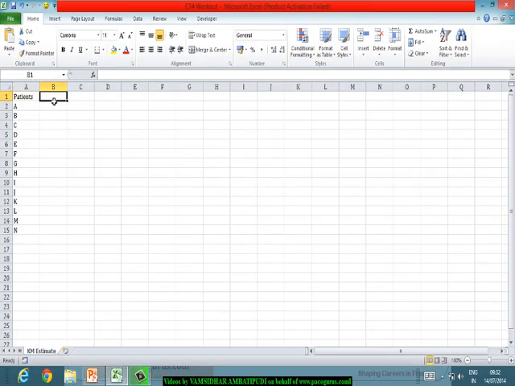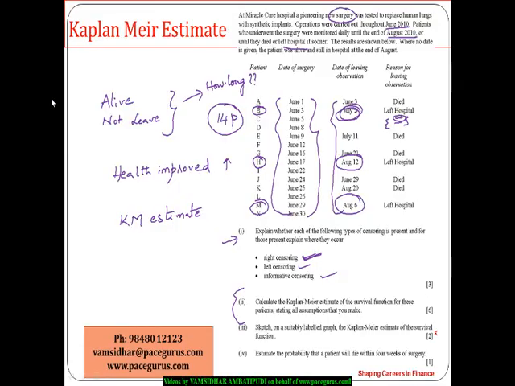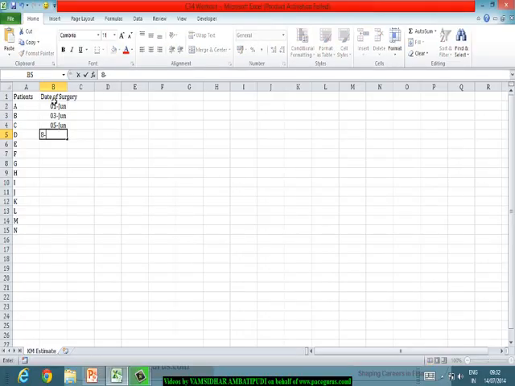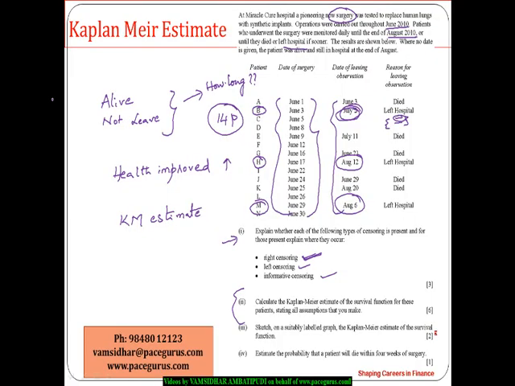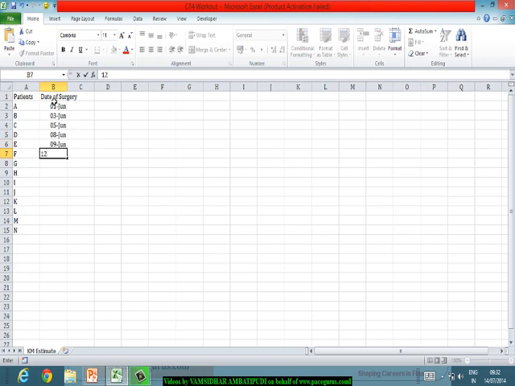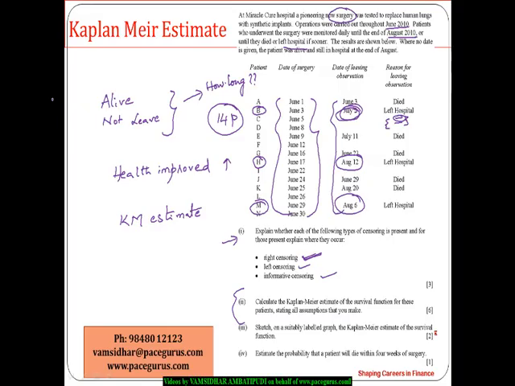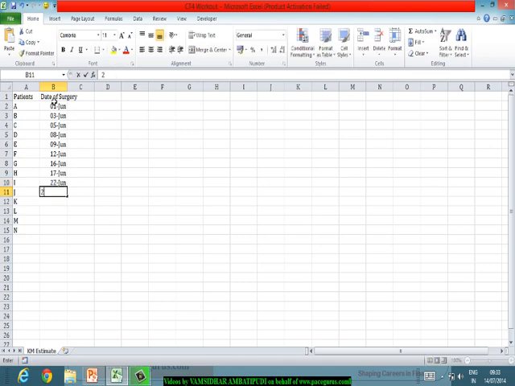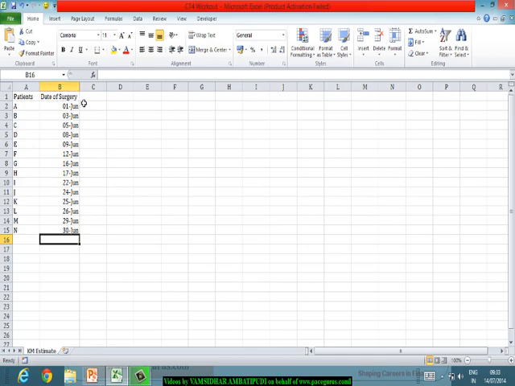The dates of surgeries, I can make a note of them. 1st June, then 3rd June, 5th June, 8th June, 9, 12, 16, 17, 22, 24, 25, 26, 29, and 30. Okay, these were the dates on which the surgery was performed.